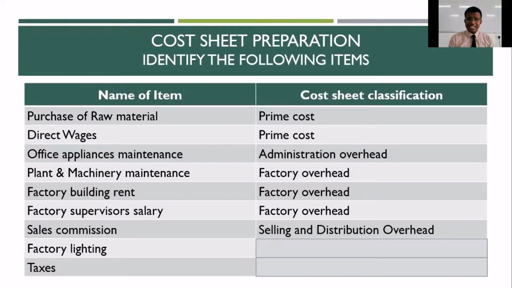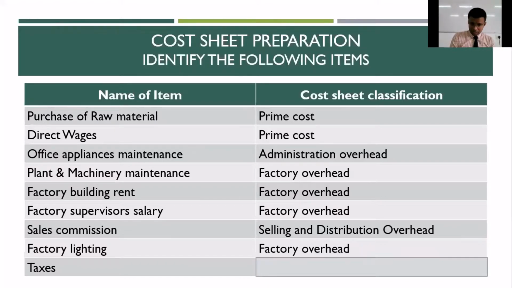Next one, factory lighting. Okay, factory lighting. Factory lighting is basically the electricity expenses you're incurring for lighting up your factory. So this is again a part of your factory overhead. To be specific, it is a part of your indirect expenses that you're incurring at your factory.